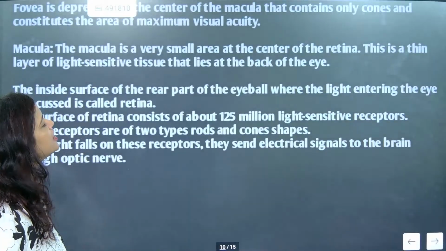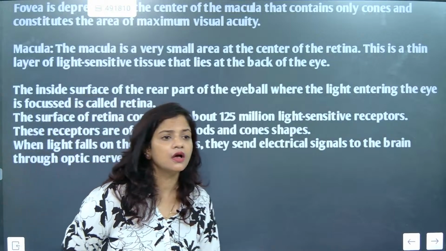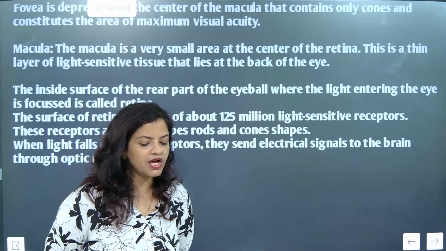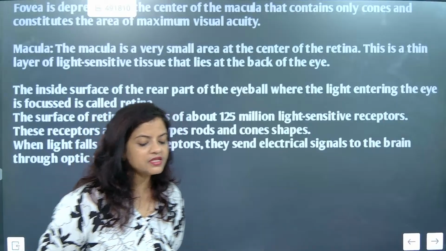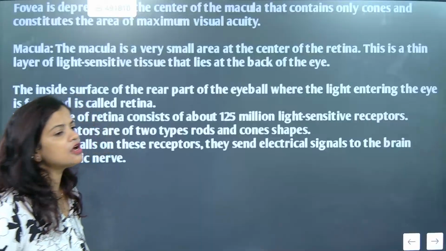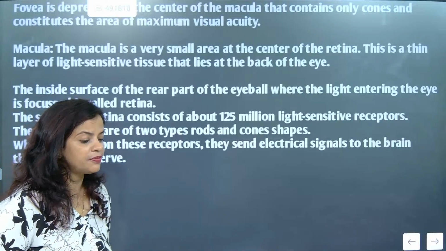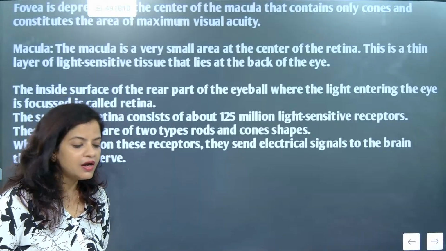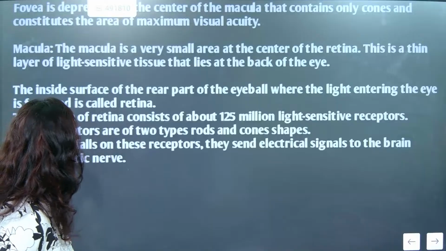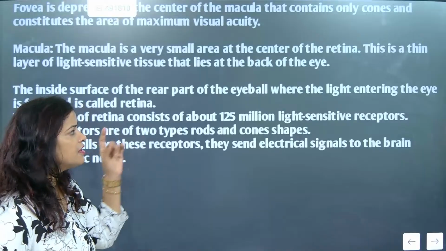The surface of retina consists of about 125 million light sensitive receptors. What is the amount? Can anybody tell me? How many millions? 125. Absolutely correct. 125 million light sensitive receptors.